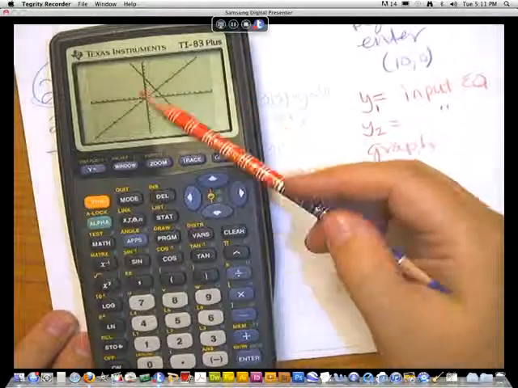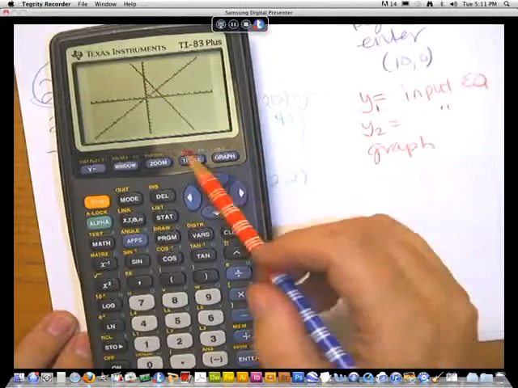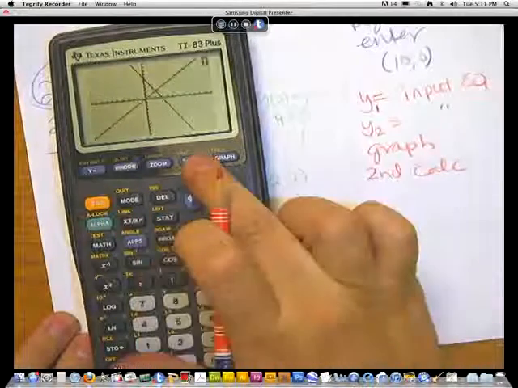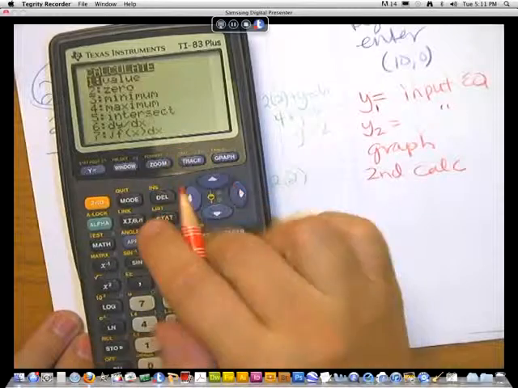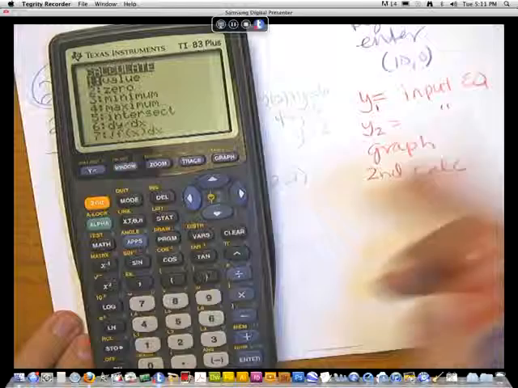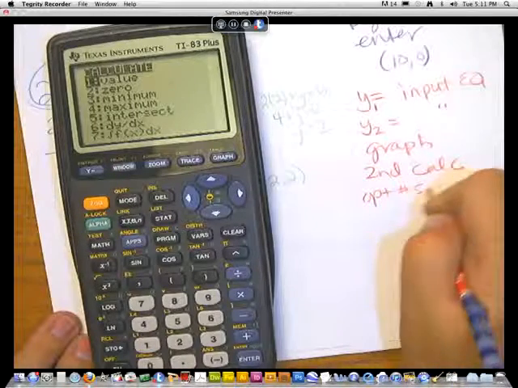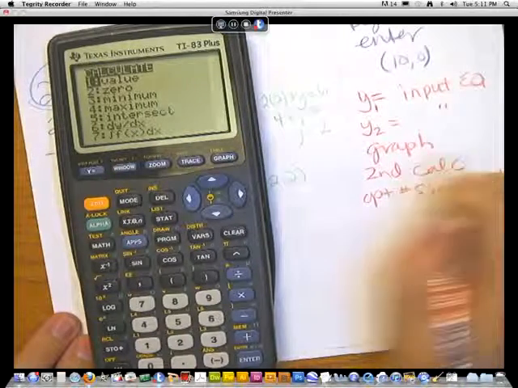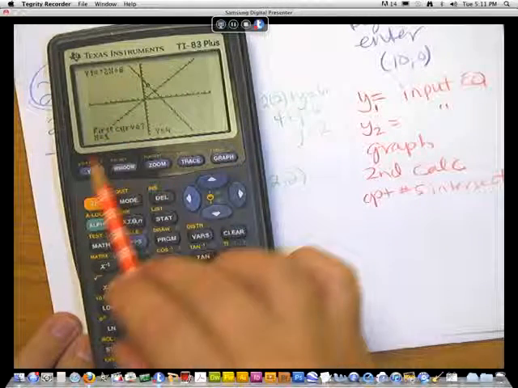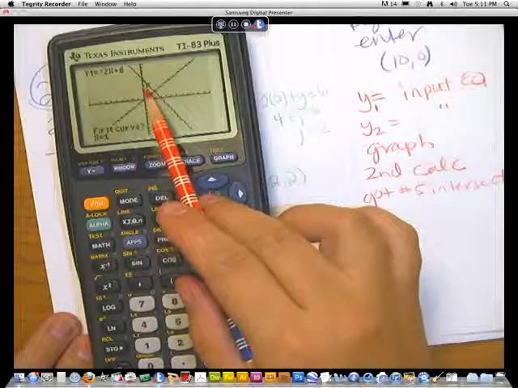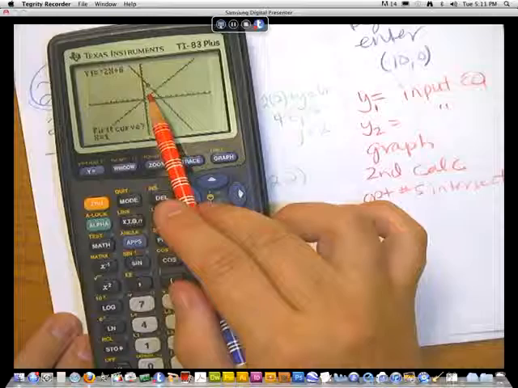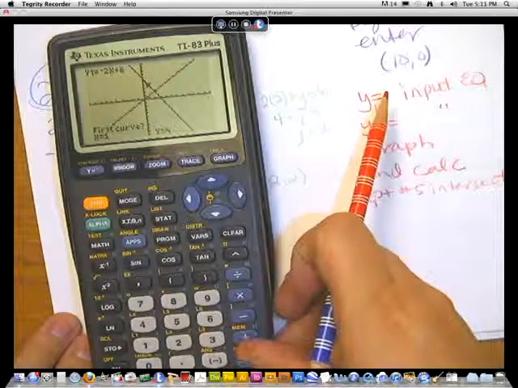Now to find that intersection, we have a function under second and calculate. Second, calculate. And the option we want, intersect. Option 5. The calculator is going to ask you a question saying, is the spider on the first line? Well, here's the first line, negative 2x plus 6. Is the spider on it? Yes. Hit enter.